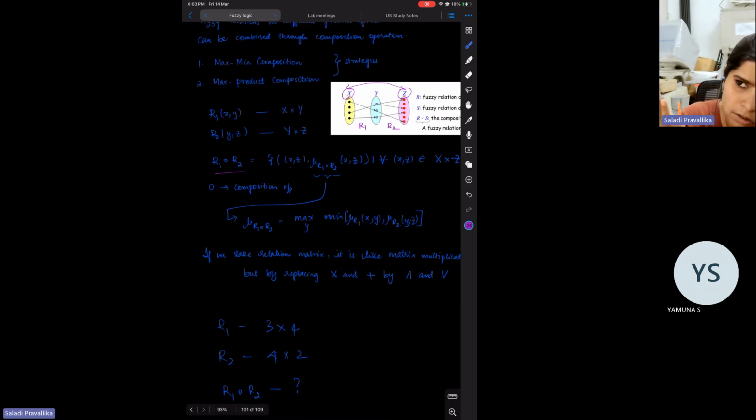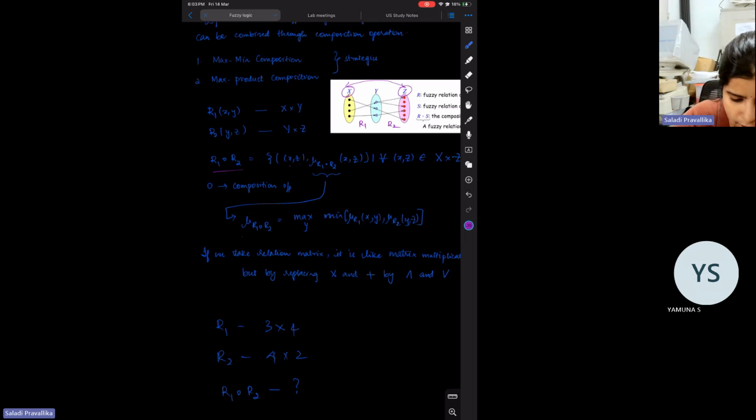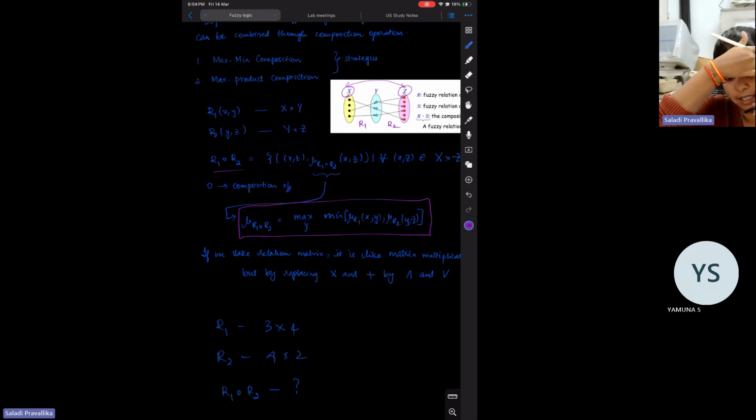But now you have to know how to calculate this membership function for two given relations R1 and R2. The first one is max-min composition, and it is given by this. First you take the minimum of μR1 and μR2, that is μR1 with respect to X and Y, and μR2 with respect to Y and Z. Both the Y values should be the same here. First, you take the minimum value of that. I hope you all remember. We'll see an example of how we take this minimum and then how we take the maximum.